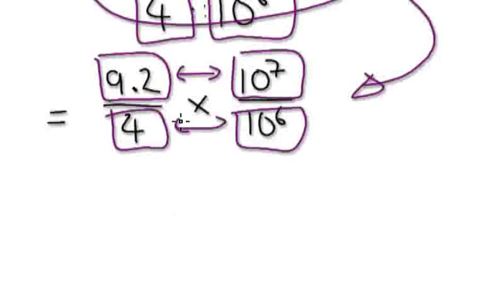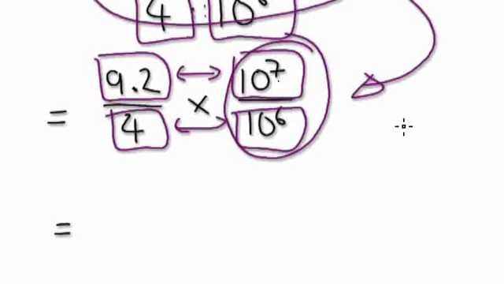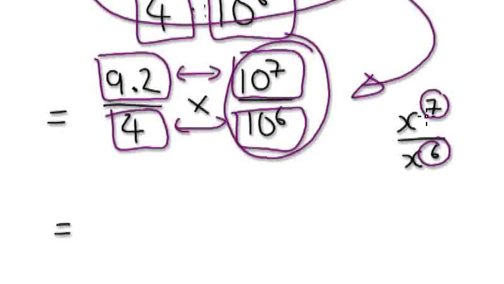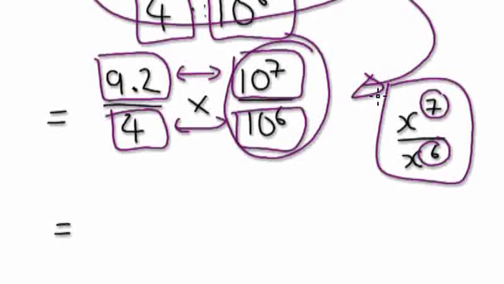Okay, so now the reason why we're doing this is because this bit here is really easy to do. Well, when you have x to the power of 7 divided by x to the power of 6, well, basically this take away this. If you don't understand this bit here, then watch one of the early videos.